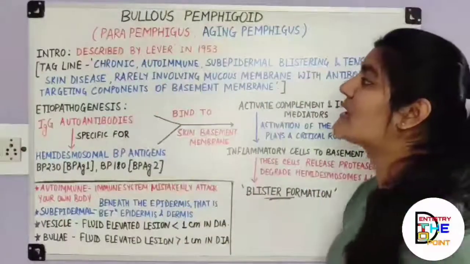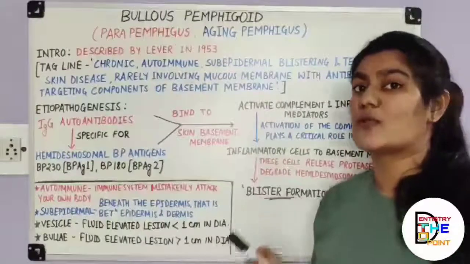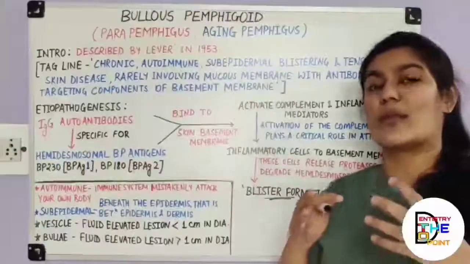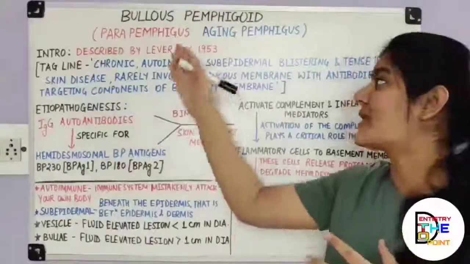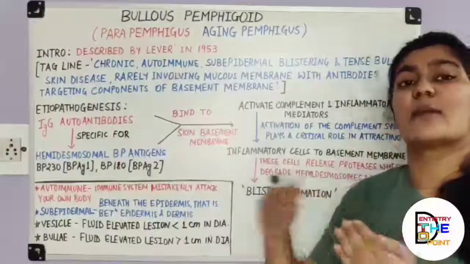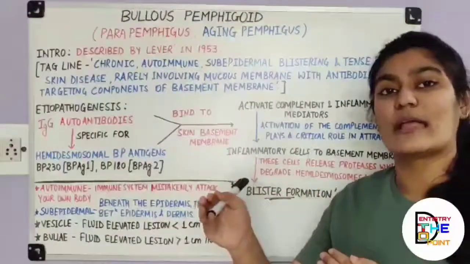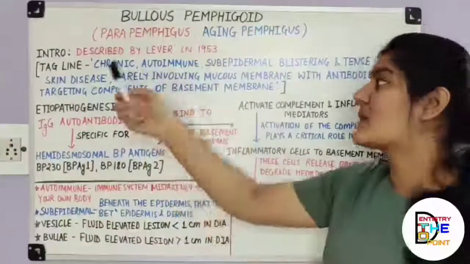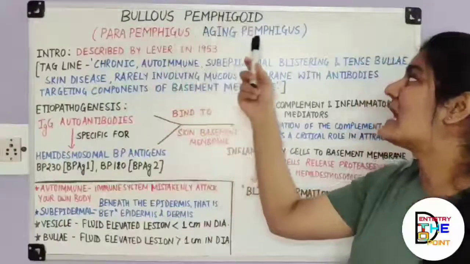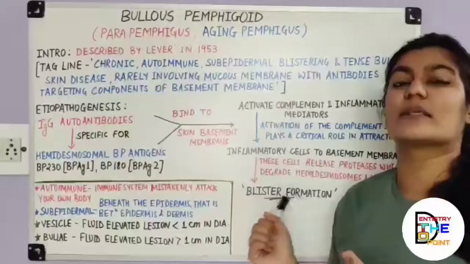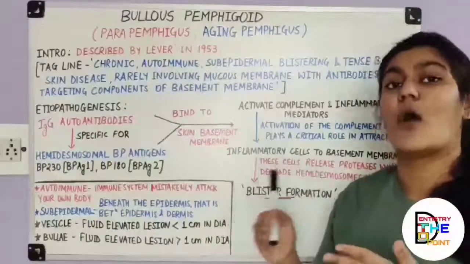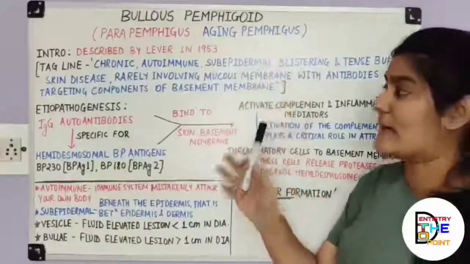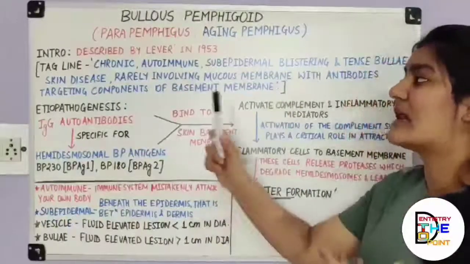Bullous pemphigoid is also known as parapemphigus or aging pemphigus. When you use the word para as a prefix in front of a word, it means resembling or near to, alongside, okay? So parapemphigus means resembling pemphigus. That's why it is also known as parapemphigus. And aging pemphigus, why? You will get to know later when we discuss the clinical features, because it is mostly seen in the elderly age groups. So that's why it is known as aging pemphigus. Clear?